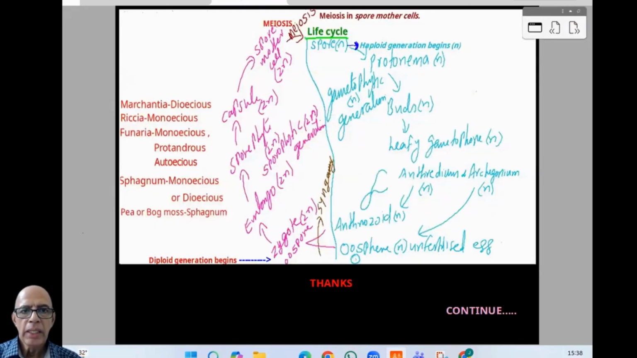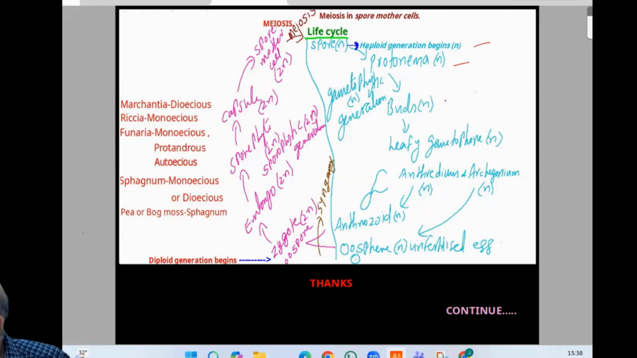Life cycle: the gametophytic generation is predominant. So it starts with the spore, then protonema, then buds, leafy gametophore, antheridium, archegonium, antherozoid, then the unfertilized egg, that is oosphere. Then these two combine here. Now 2N starts: zygote, oosphere becomes oospore, 2N. Then the zygote develops into an embryo, then the sporophyte, then finally a capsule that contains spore mother cells, which again undergo meiosis.